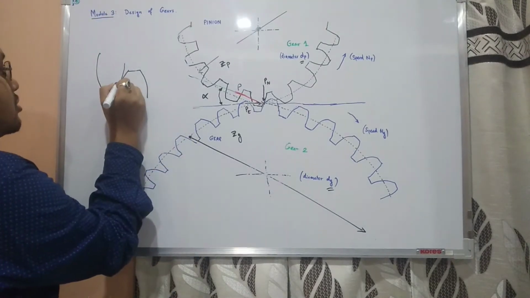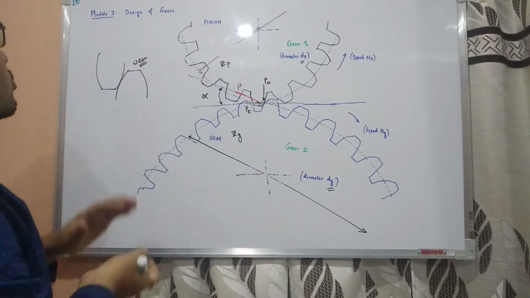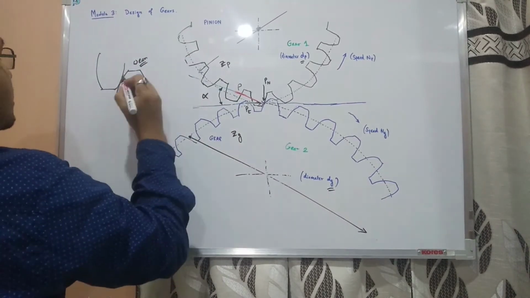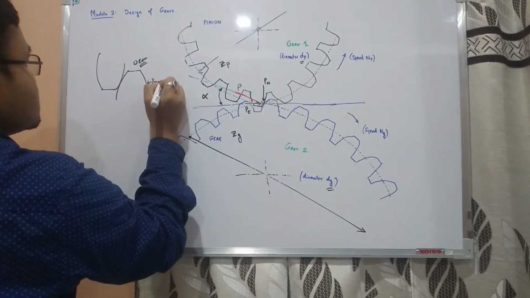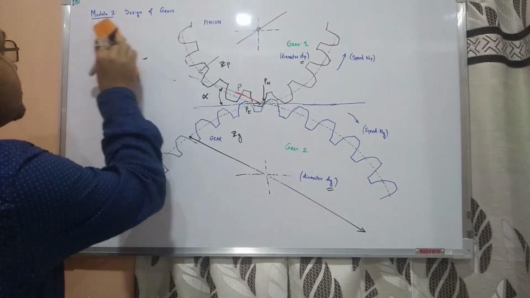If there is sliding between these two, then there will be wear, so we want them to roll over each other. That's why we make the surface involute. Similarly there is another one, which is cycloid, that we have studied.